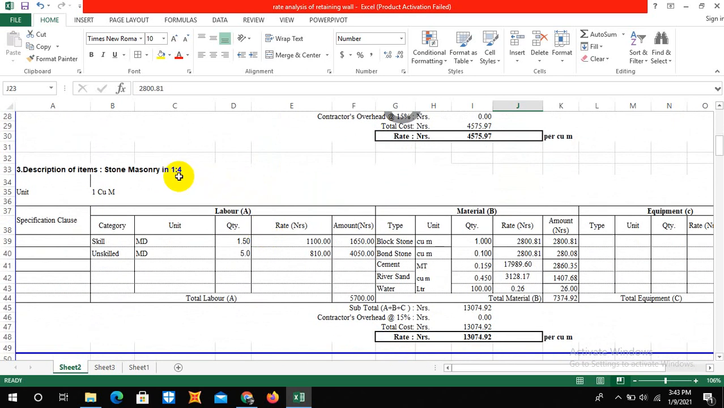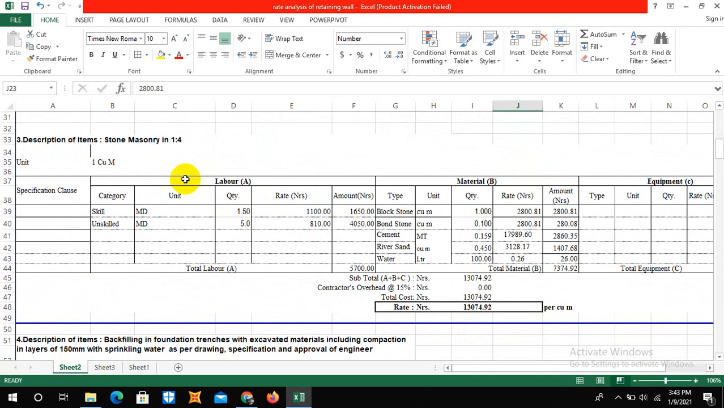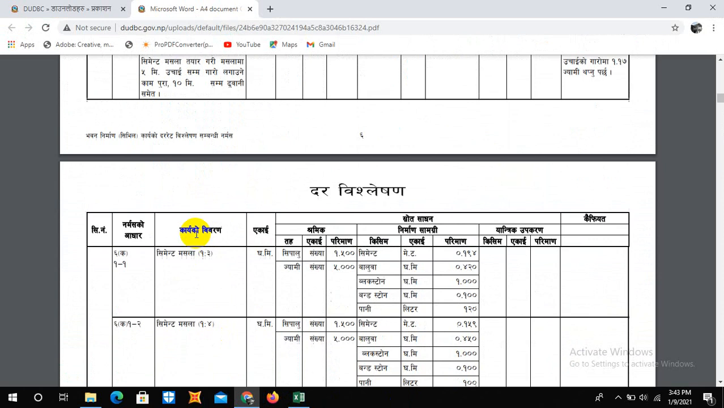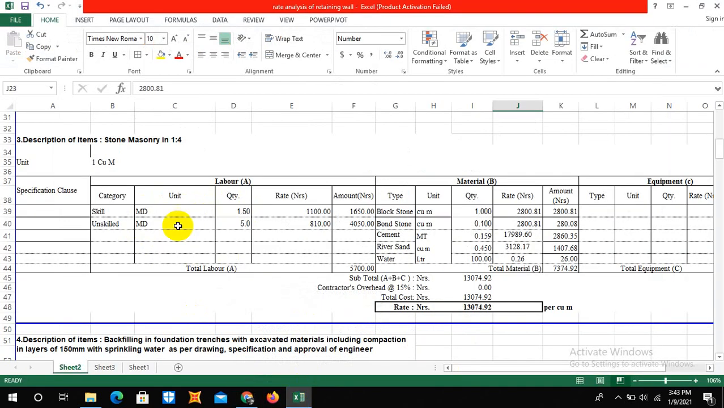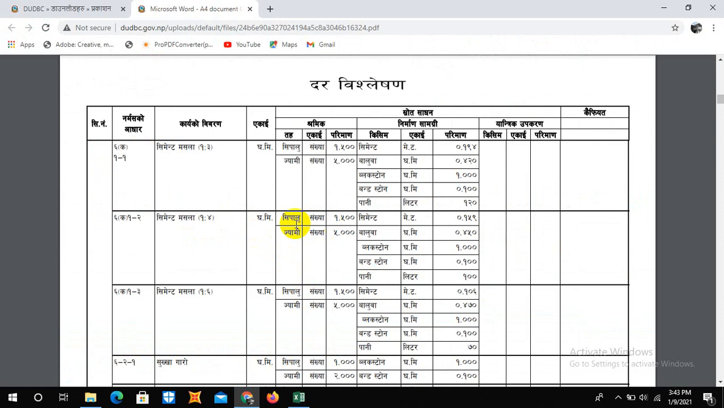Now here comes the stone masonry work in 1:4, and now I can show you from here because I have already found this one. So we are using the stone masonry work of ratio 1:4 cement mortar. So stone masonry work in 1:4, the number of labors that is required for this stone masonry work is skilled 1.5 and unskilled is 5.